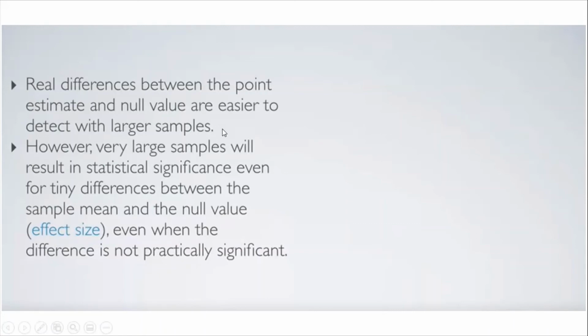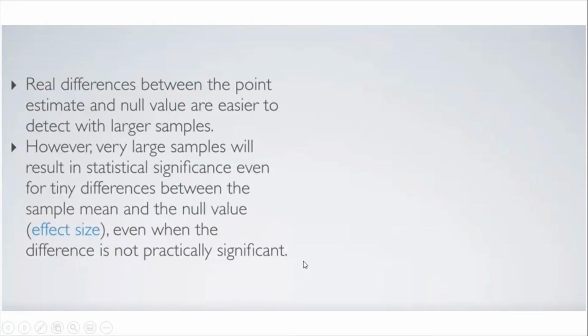So that's why it is really important to say what is practical or not. Say you have 100 variables, and all 100 variables are statistically significant, and then you cannot discuss everything. You have to pick what is practical, what is more relevant. However, a very large sample size will result in statistical significance even for tiny differences, right? Because you got a very large sample size, between the sample mean and null value or effect size, even when the difference is not practically significant.